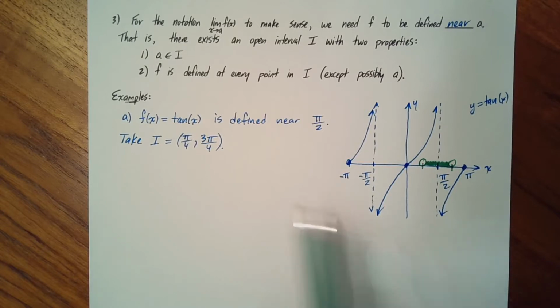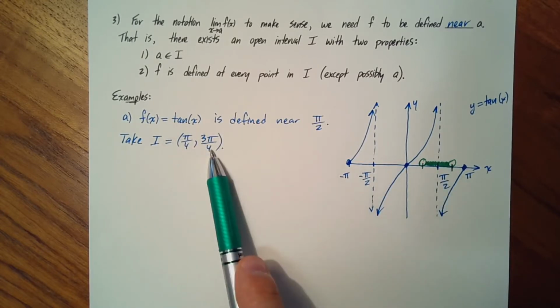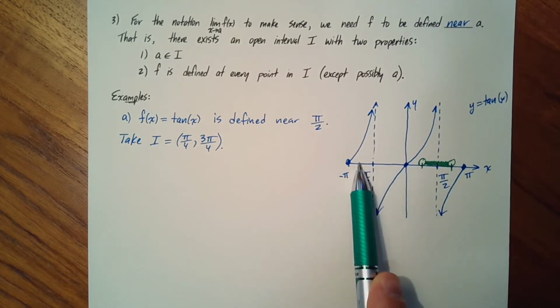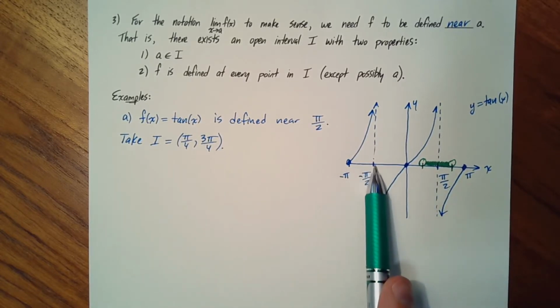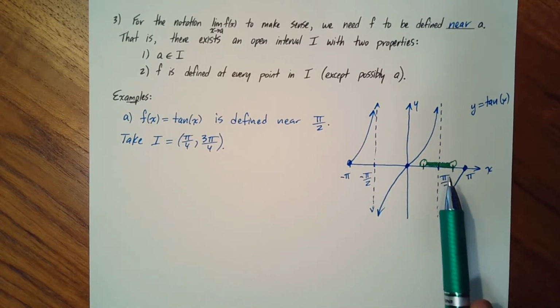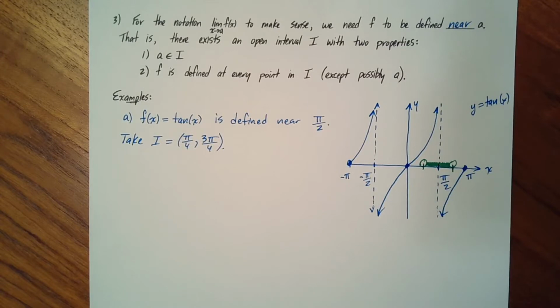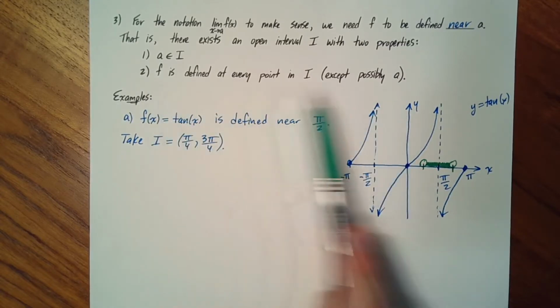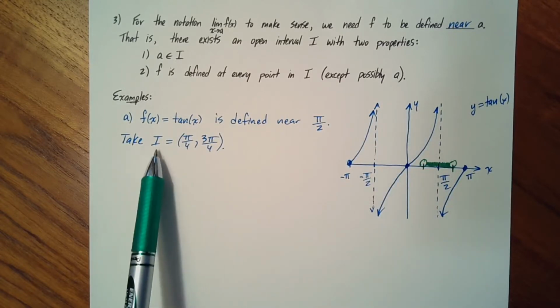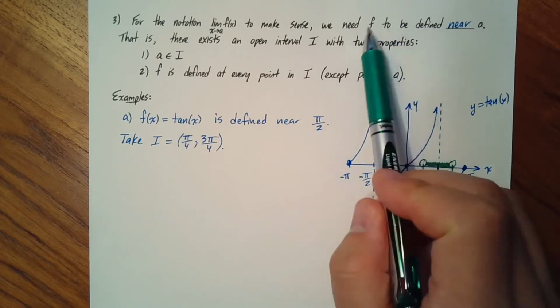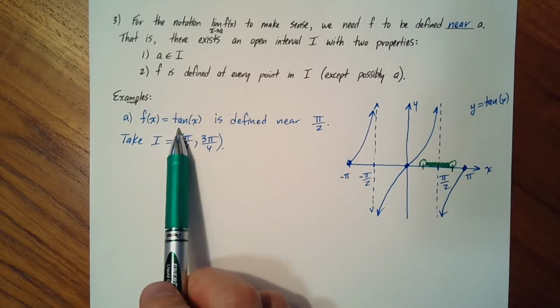Now if I took this interval to be wider, so wide that say this endpoint got pulled over here, and I made this interval large enough that it contained negative pi over 2 and pi over 2, well then there would be 2 points in that interval in which f is not defined. And then I would no longer be a suitable interval to have this second property satisfied. So it won't work for any choice of interval I. You have to choose your interval I to be narrow enough. But as long as it's possible to be done, then we say that f is defined near a. So in this case, f of x equals tan of x is defined near a.